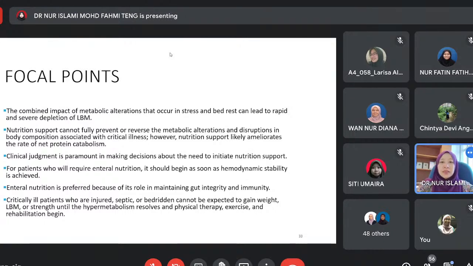Okay. So critically ill patients who are injured, septic or bedridden cannot be expected to gain weight, LBM or strength until the hypermetabolism resolves, and physical therapy, exercise and rehabilitation begin. Okay, this is the thing yang nak cakap lah ya. So bila kita dapat patient critically ill, post surgery yang malnourished sebelum tu ya.